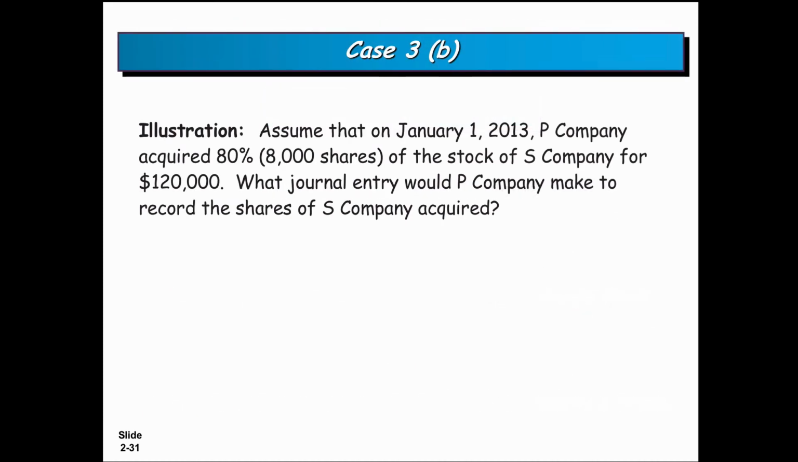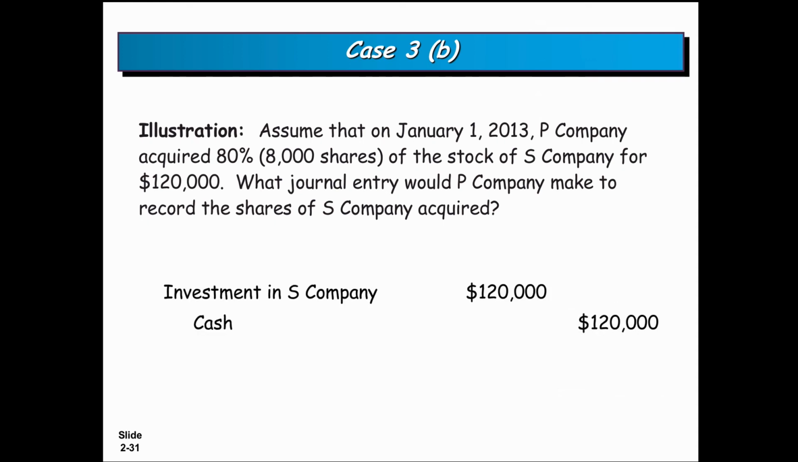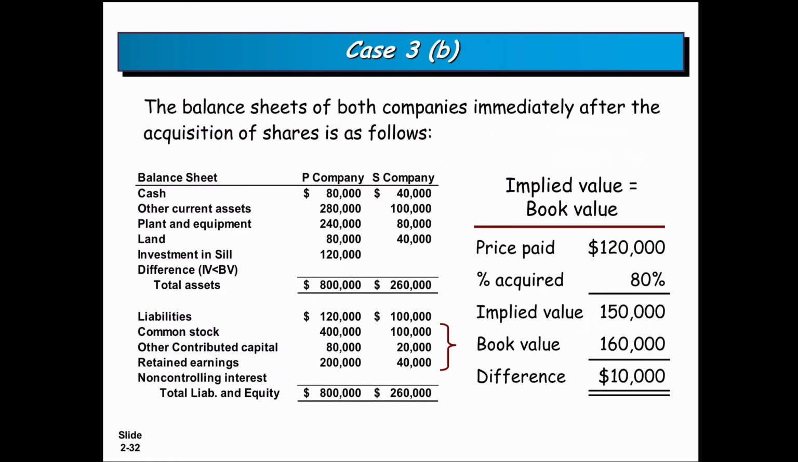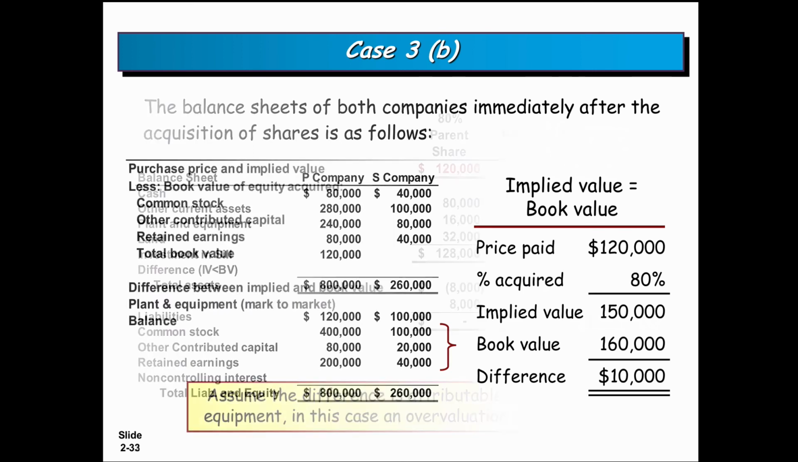So if we look at the same example here, the company acquired 80% for 120. We debit investment in subsidiary company and credit cash by 120. And here we make the 4 steps. First, the acquired percentage, 80%. The price paid, 120,000 divided by 80%, we get 150. Minus book value, 160, we get 10,000 difference as gain.